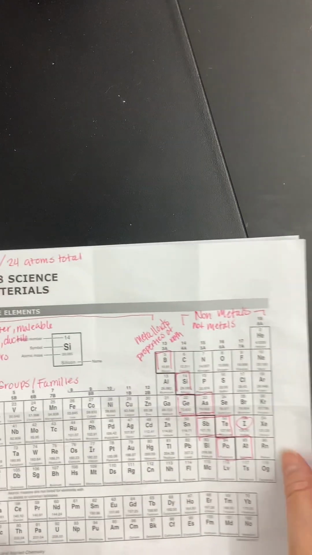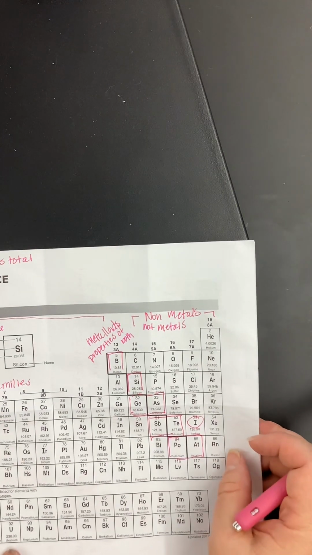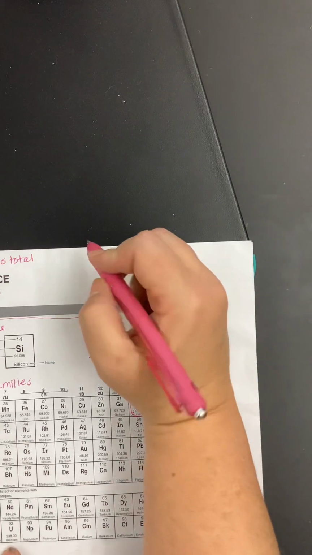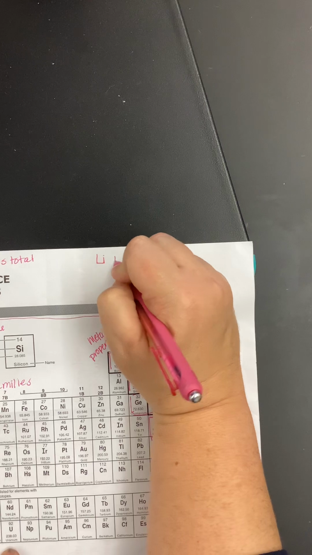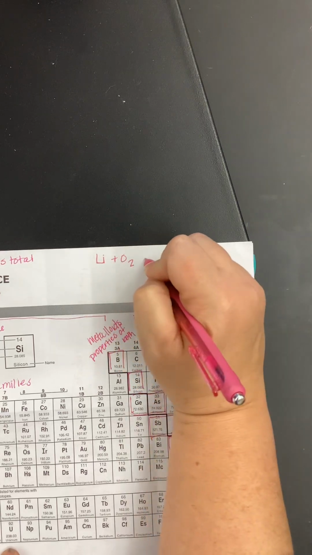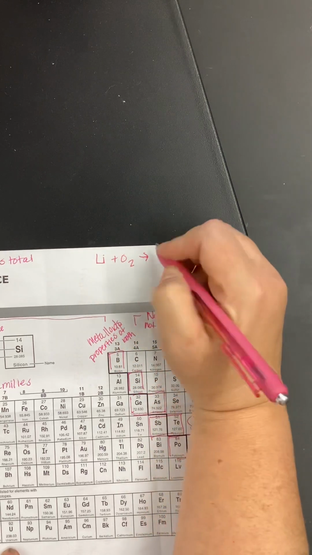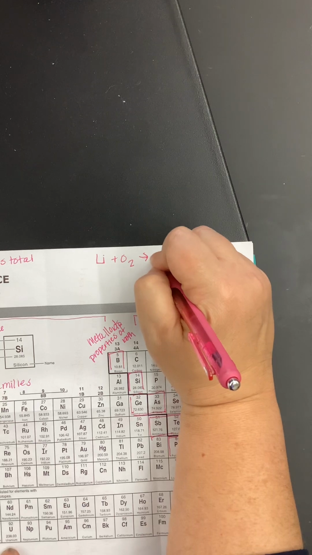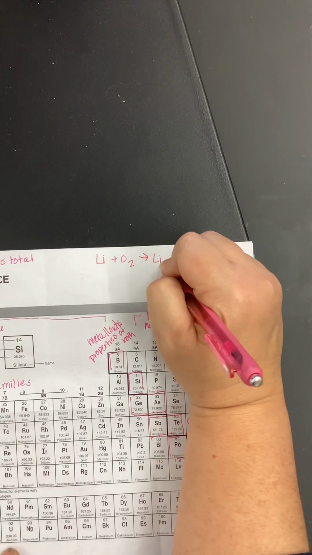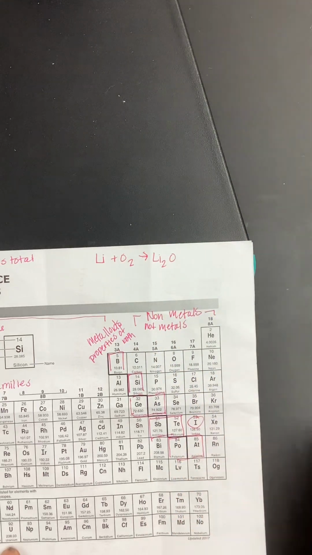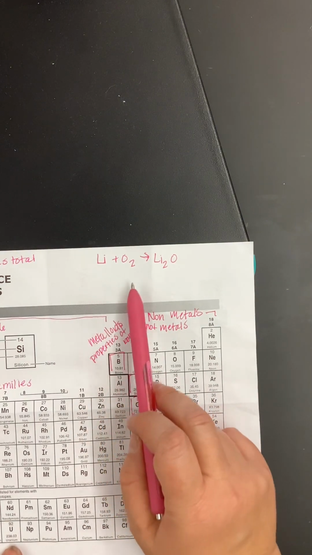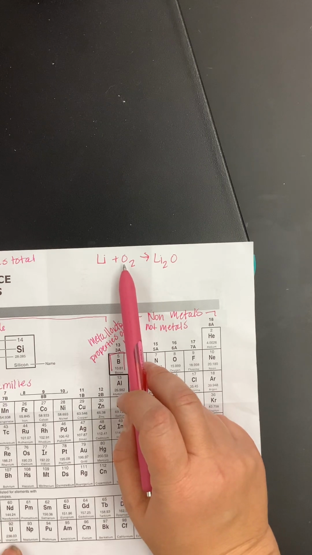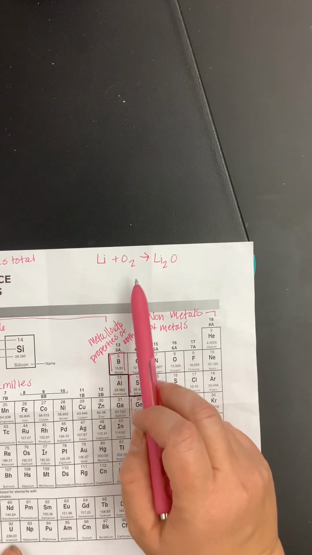The other note that I want us to write down is something like this. Li plus O2 reacts to give us Li2O. Okay, so we saw something like this year. Remember, these are different elements. The subscript tells us how many atoms of oxygen we have.